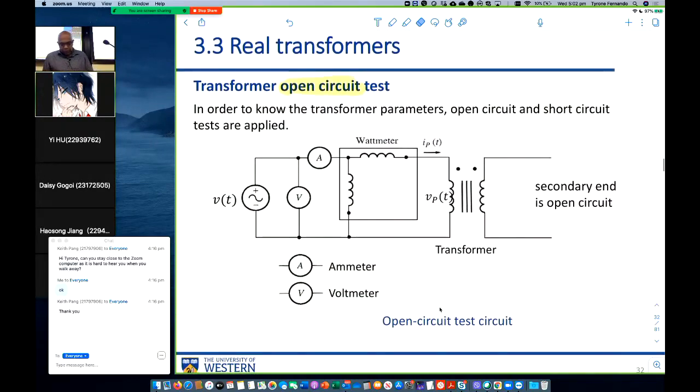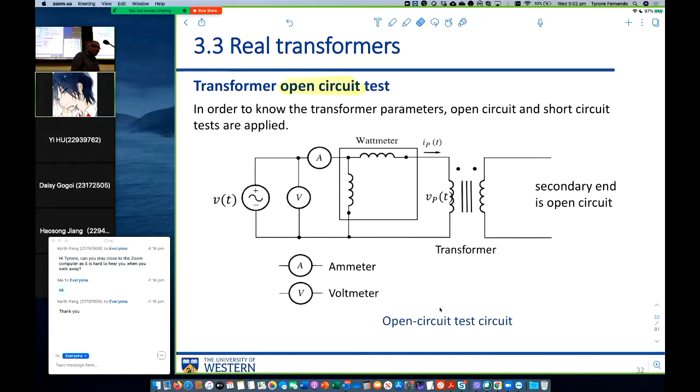Right. So what we want to talk about now is how do we determine the parameters of the equivalent circuit of the transformer? Because we know there is R1, R2, X1, X2, GC and BM. Those are parameters of the transformer. We talked about what they mean. How are we going to determine them? The way to determine them is to do an open circuit test and a short circuit test.